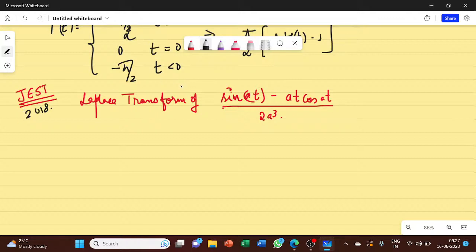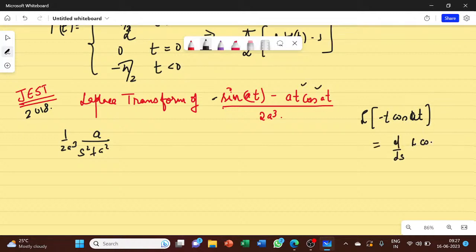One knows that the Laplace transform of sin at is very simple to do. It will be simply a upon s square plus a square, and then there is 1 upon 2 a cube, so I'll write 1 upon 2 a cube. What about this? Here t is multiplied by cos at. So if I remember, what would be the Laplace transform of minus t cos at? This will be d by ds of the Laplace transform of cos at.